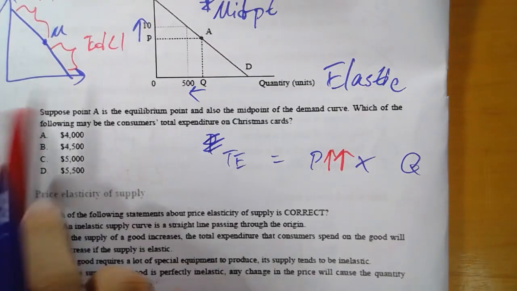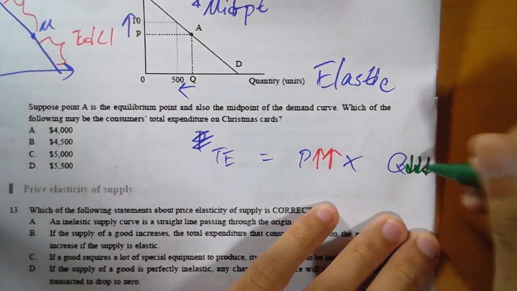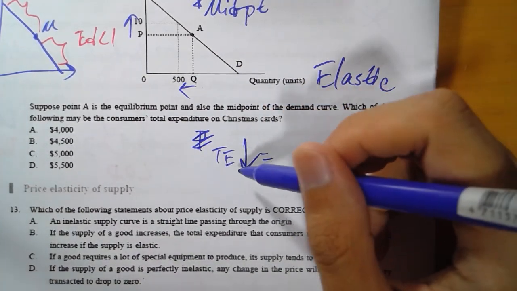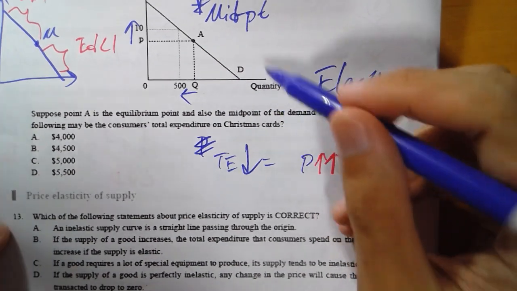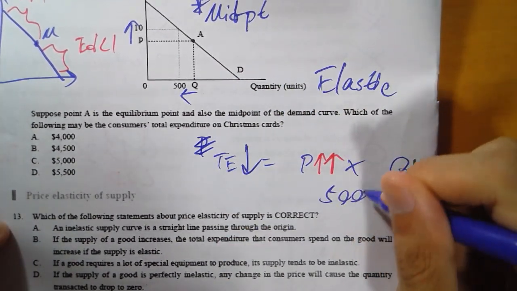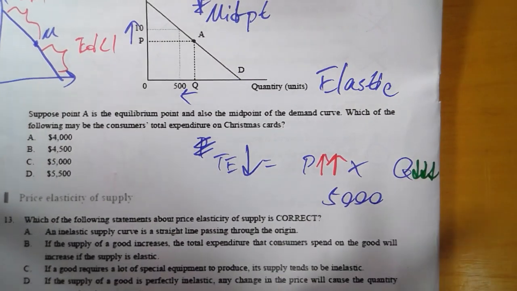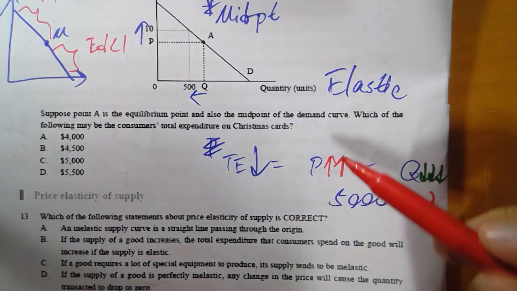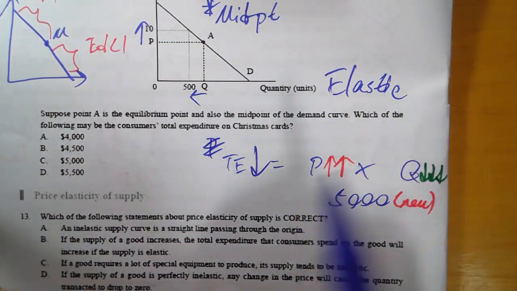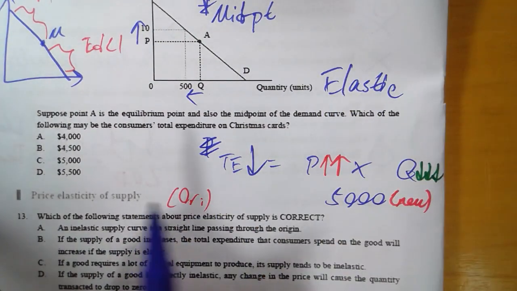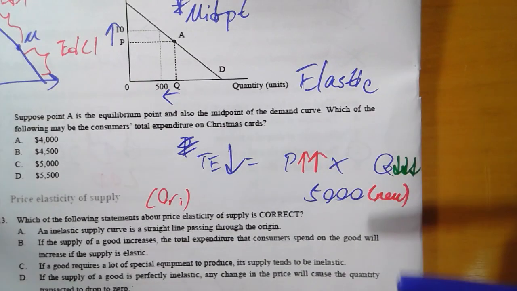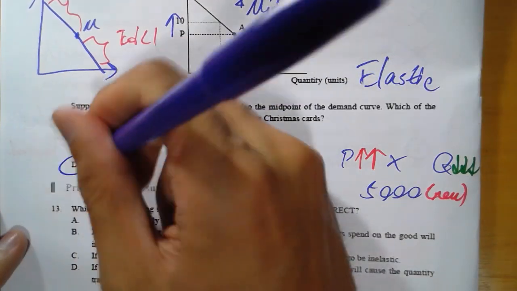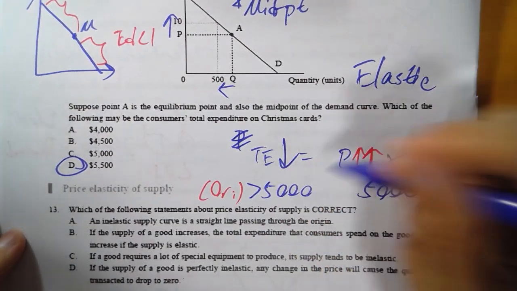Because it is elastic, they will go faster, right? Cancel them out. We know TE should decrease. So here, this is the new TE when it goes to 10, right? New TE should decrease, meaning the original should be bigger than 5,000, because the new one decreased. The only answer available would be D.